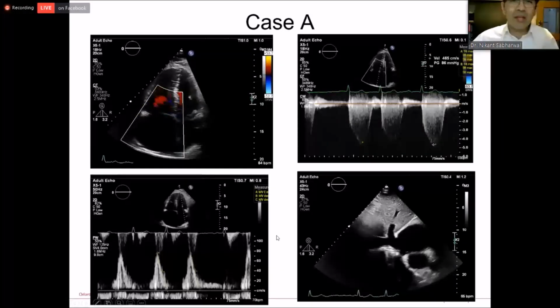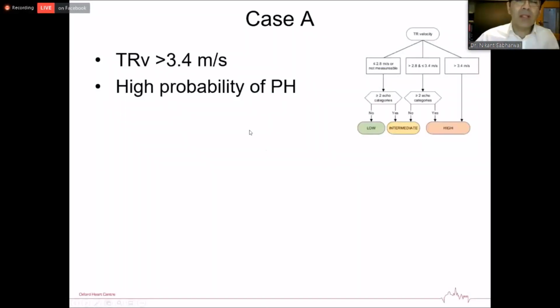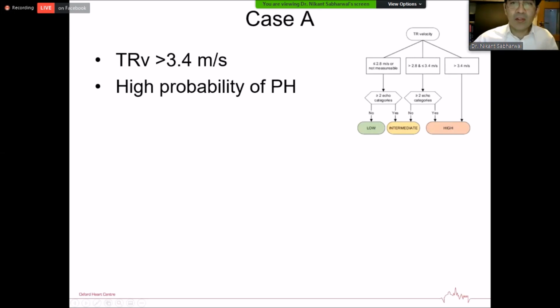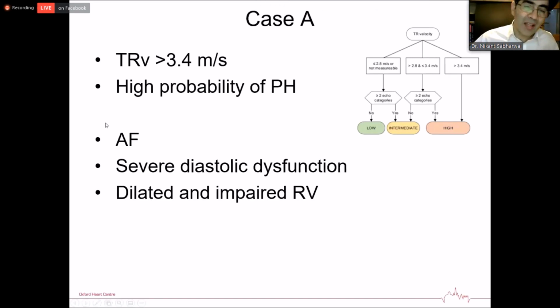So how do we integrate all of these bits and pieces together? So first of all, TR velocity more than 3.4 meters per second. So straight away on the right-hand side, as I see it, that means we've got a high probability of PH. We can actually stop thinking if you want to, but we don't. We keep thinking. This patient's in AF. They have severe diastolic dysfunction and have a dilated and impaired RV.